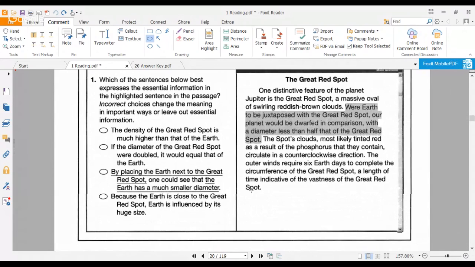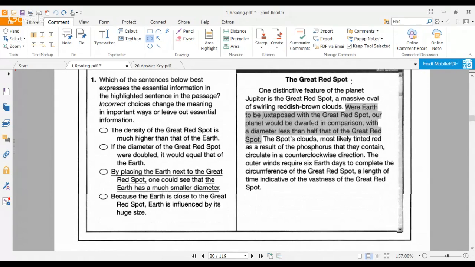So this is another type of question from the reading section of the TOEFL test. And this specific type of question, as you already know, you need to work with this highlighted sentence. Okay? So I'll read it very quickly to you. Were Earth to be juxtaposed with the great red spot, our planet would be dwarfed in comparison with a diameter less than half that of the great red spot.